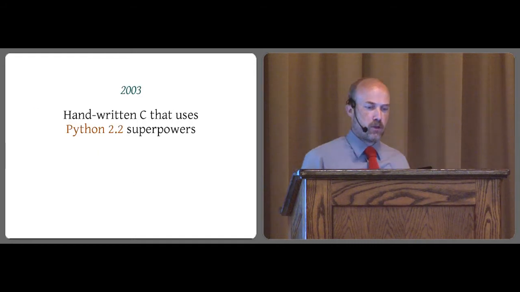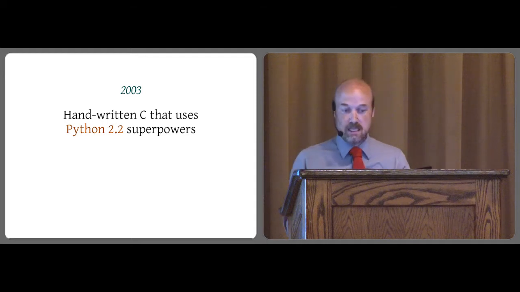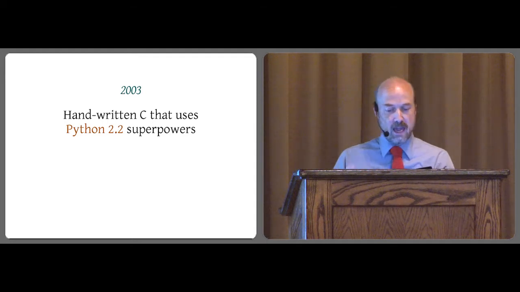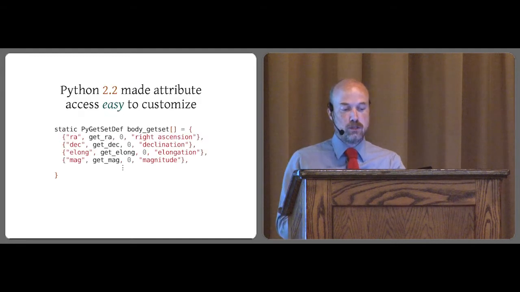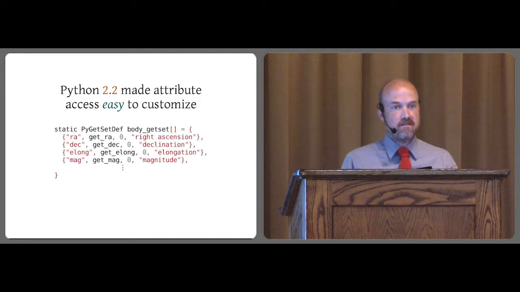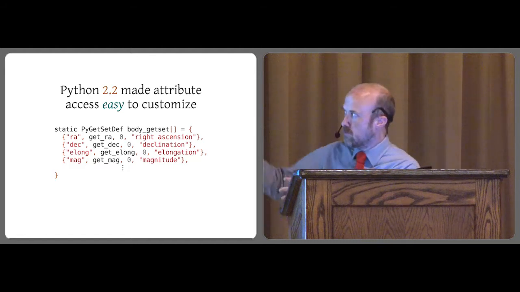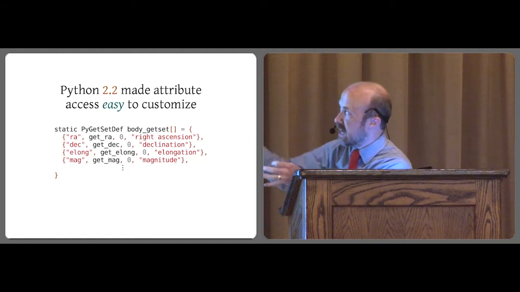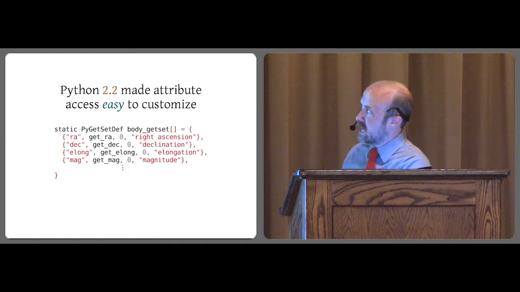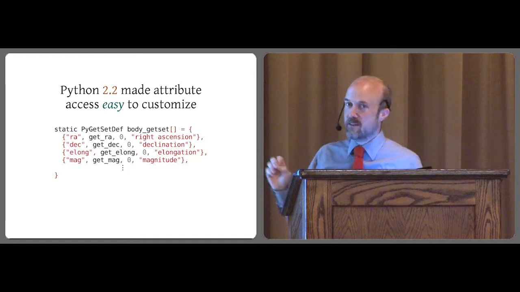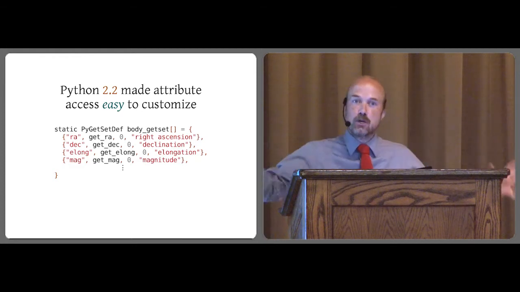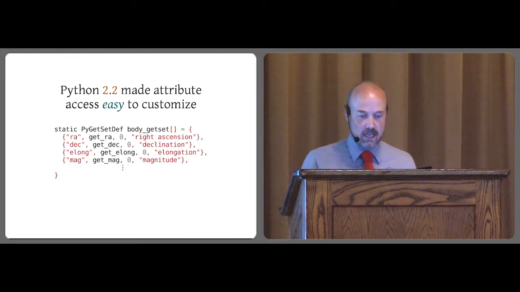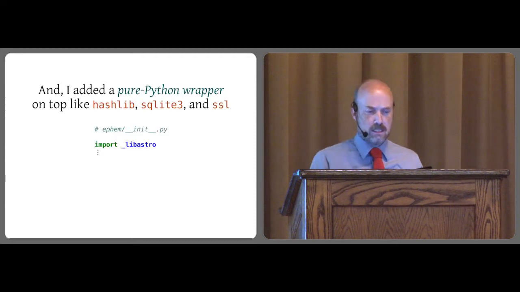So in 2003, I replaced the Swig-generated interface with a handwritten one that used Python 2.2's exciting new superpowers. They had just invented descriptors and had this beautiful ability at the C level, when you're defining a Python type, to just list all of the attributes along with C language getters and setters, and it took care of the object interface and let you just deal with the behavior. It was really pretty and made it fun to write.